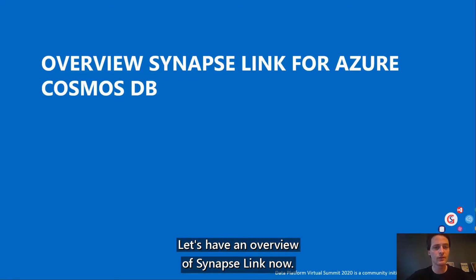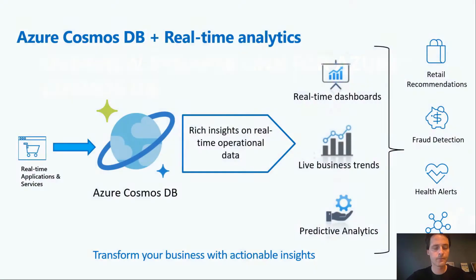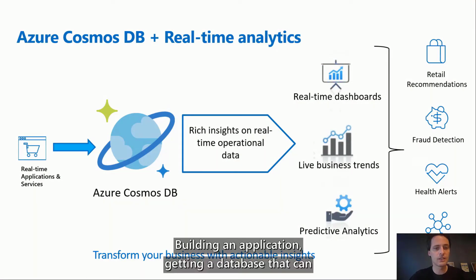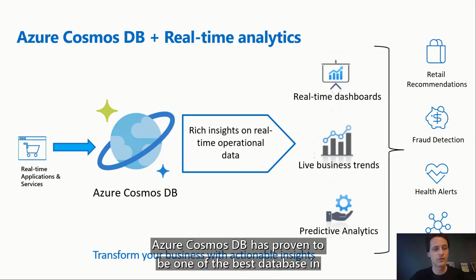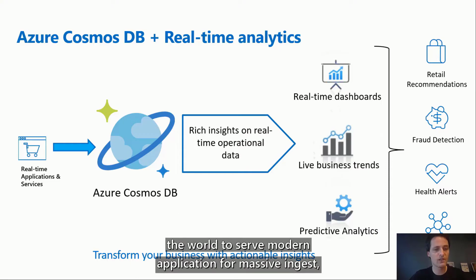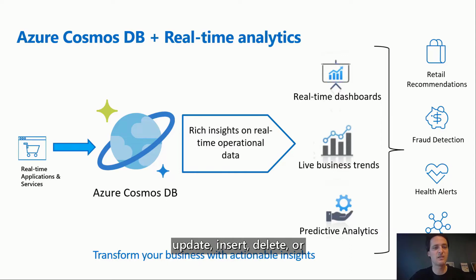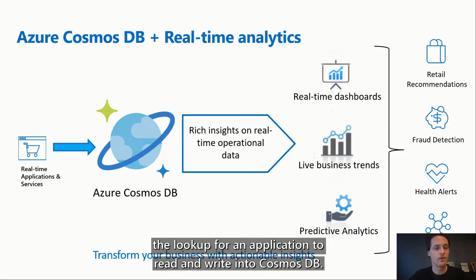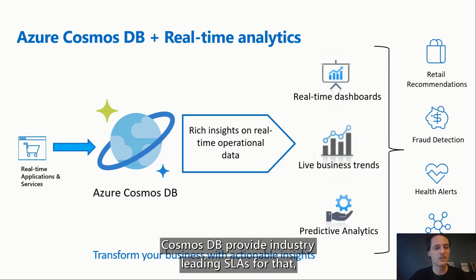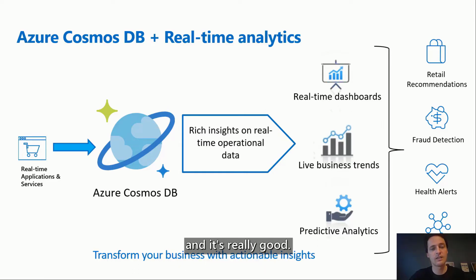Let's have an overview of Synapse Link now. Building an application and getting a database that can serve the application is really important. Azure Cosmos DB has proven to be one of the best databases in the world to serve modern applications for massive ingest, update, insert, delete, or lookup for an application to read and write into Cosmos DB. Cosmos DB provides industry-leading SLAs for that, and it's really good.